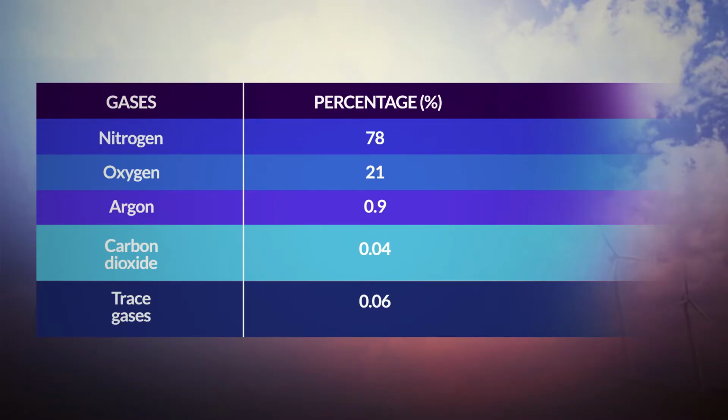This is a table showing the various percentages of the different gases found in the atmosphere. From the table, we can see that nitrogen constitutes 78% of the atmosphere, oxygen 21%, argon 0.9%, carbon dioxide 0.04%, and trace gases 0.06%. All these gases make up the atmosphere. The various gases found in the atmosphere are important to plants, animals, and man in the following ways.